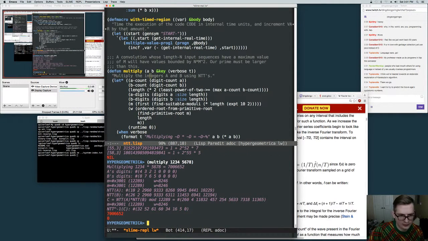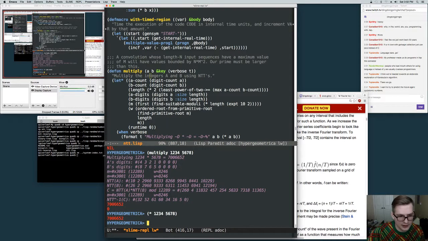When we do this, we're multiplying these 2. We break them down into digits, but we make the transform length a power of 2, padding with zeros. We find our modulus and our primitive nth root. We do number theoretic transforms of these, and we get our final result, which is this. The big question is: is that actually the product? And indeed it is.